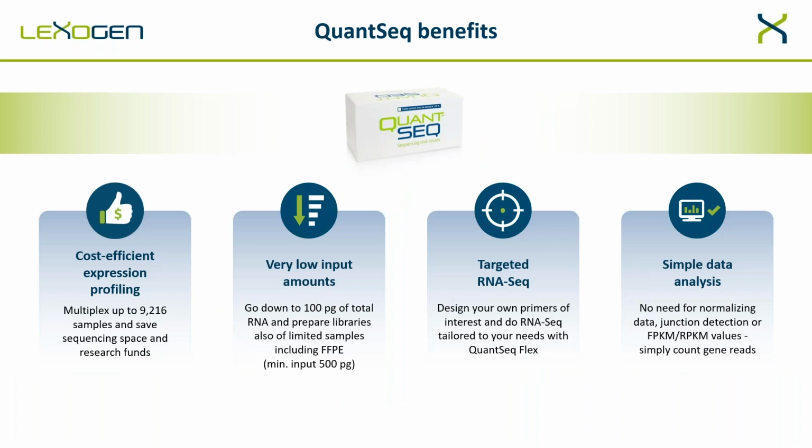Compared to other RNA-Seq library preparation kits, Quantic provides many benefits. It provides cost-efficient expression profiling, where researchers have the opportunity to multiplex up to 9,216 samples and save sequencing space. Our kit provides options for low inputs, going down to 100 picograms of input material. It can also be utilized for heavily degraded or FFPE samples. There are also options available for targeted RNA-Seq, where researchers can design their own primers to target specific transcripts. Most importantly, we provide an end-to-end workflow with complementary and simple data analysis through BlueBee. And Quantic over the years has become increasingly popular because of these benefits. Today, Quantic has been featured in over 440 publications.